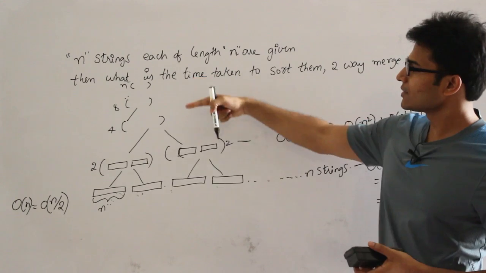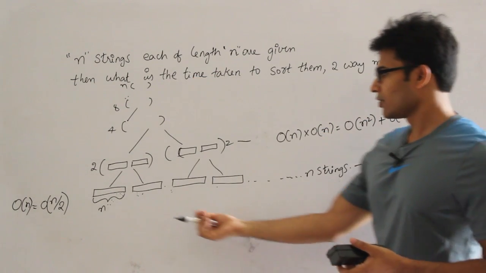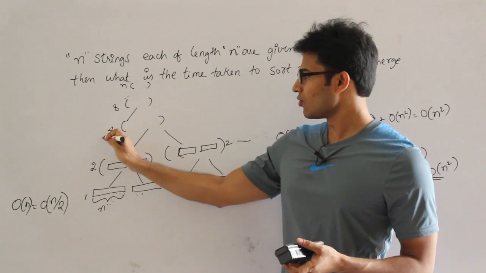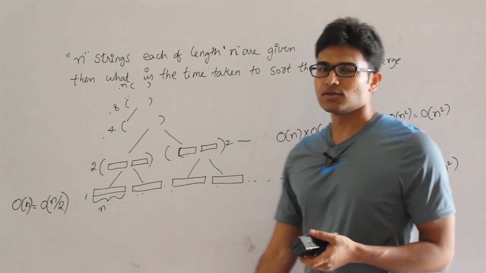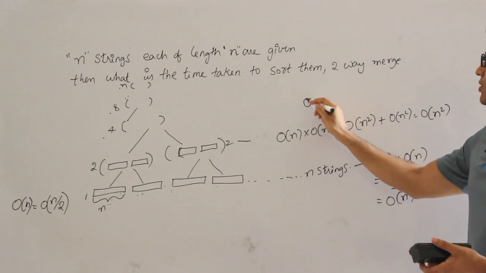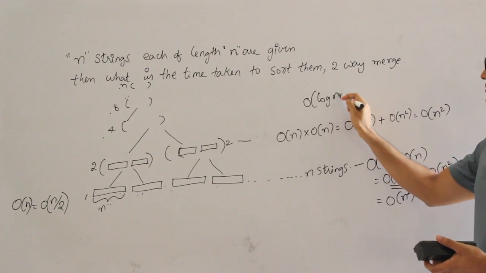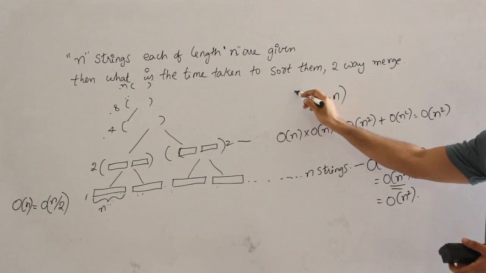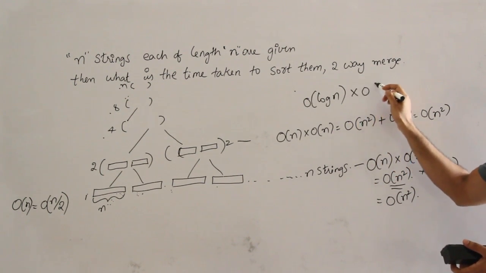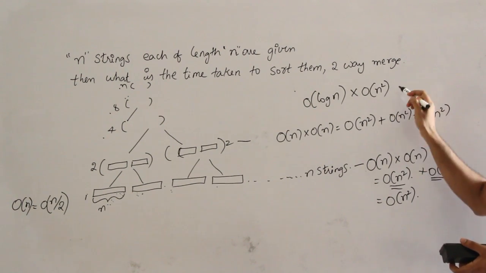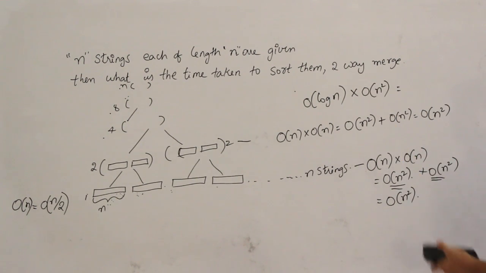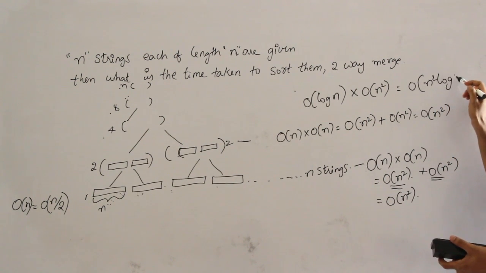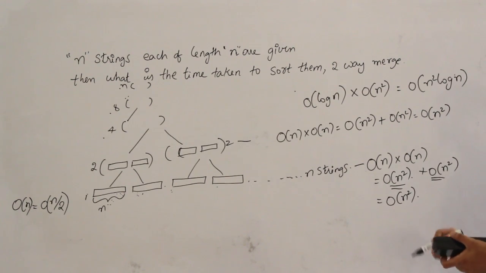Then how many such levels are there? The size goes from 1 to 2, 4, 8, up to n. So if you see this, there will be order of log n levels. So finally the total work done is: there are log n levels, and at each level the time taken is order of n square. Therefore the total time taken by this algorithm is going to be order of n square log n. This is the total time.